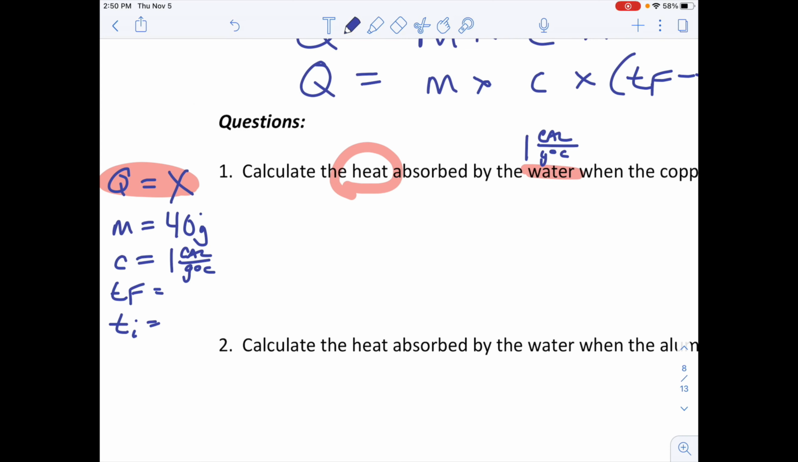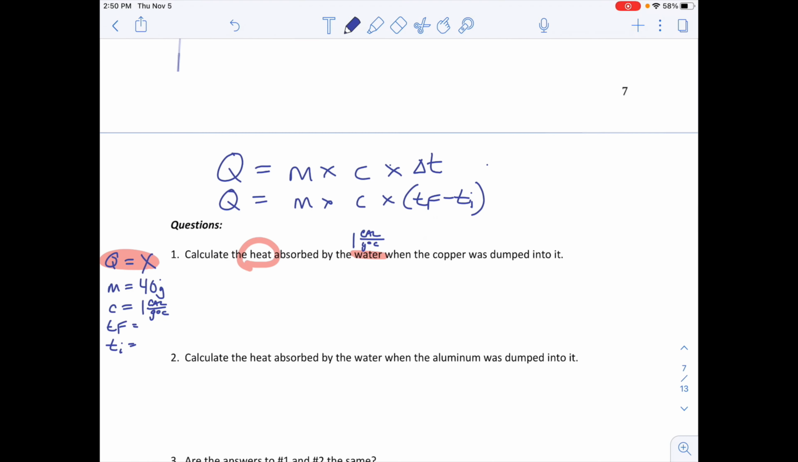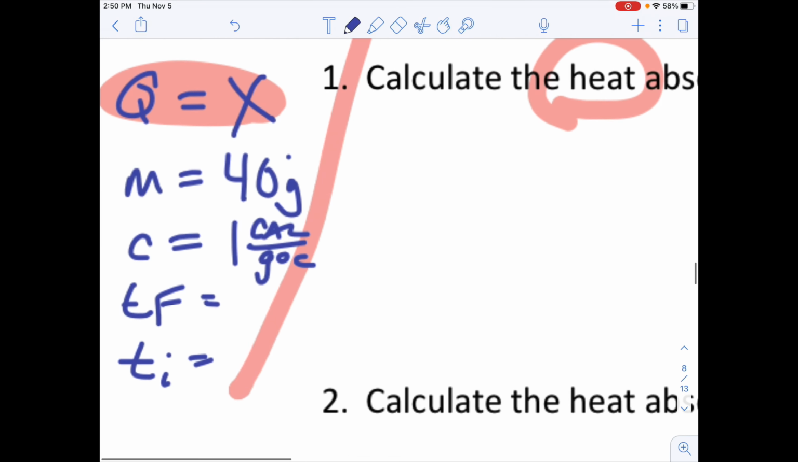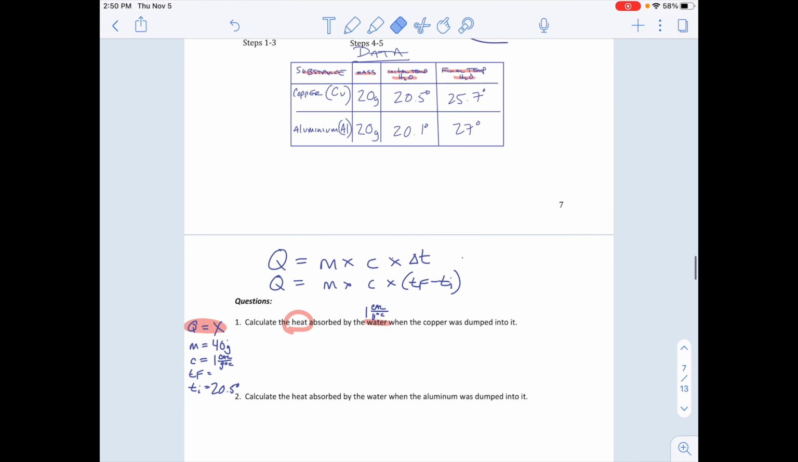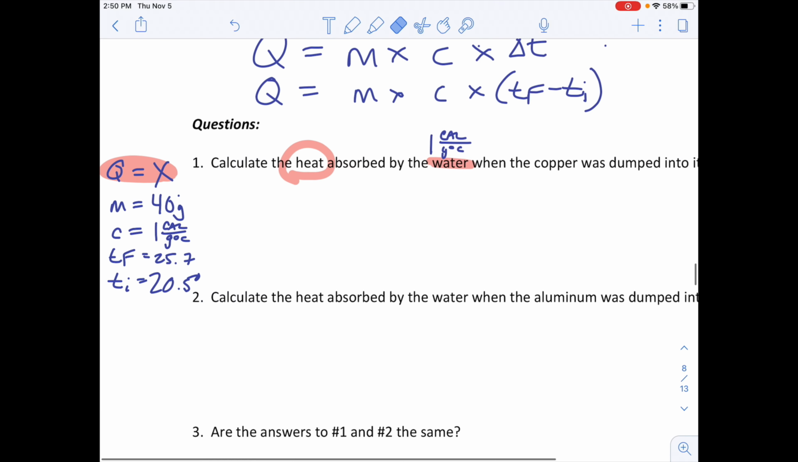I look at my information. Now I need to know my T final and my T initial of water. Well, I can look back to my data table here. And if I'm talking copper, here's my initial temperature. I'm going to get 20.5 for my initial degrees Celsius. And then my final for copper, 25.7. So I have all my information.